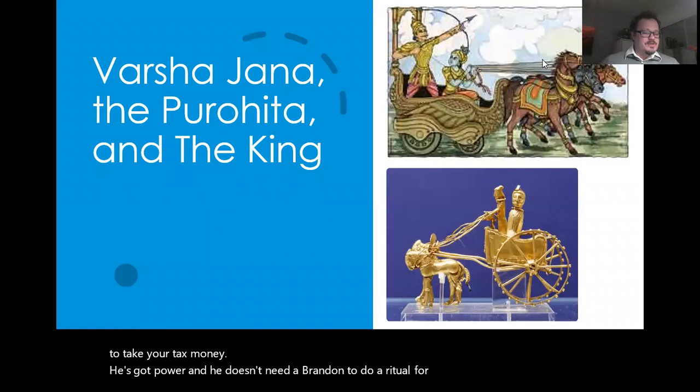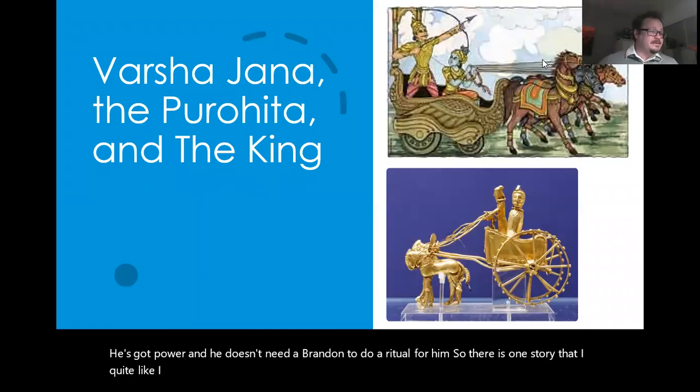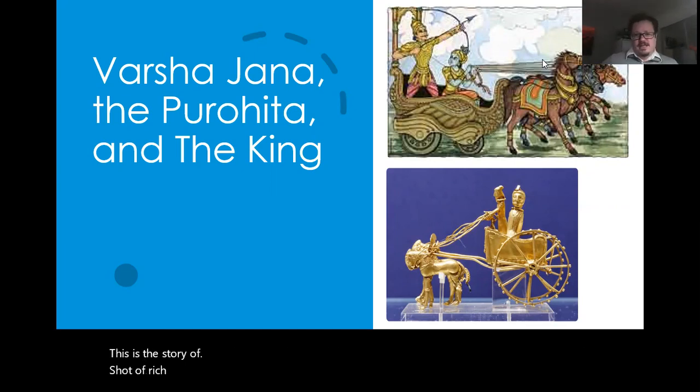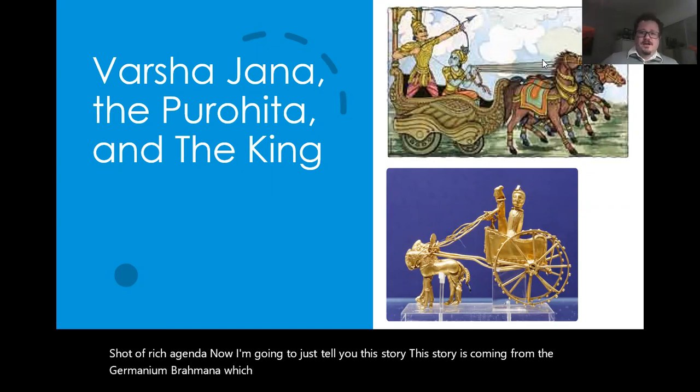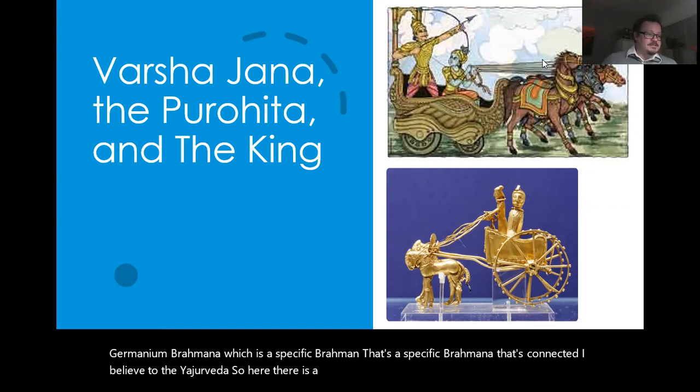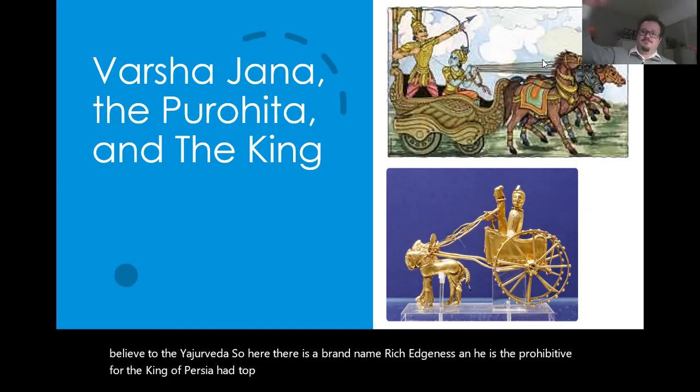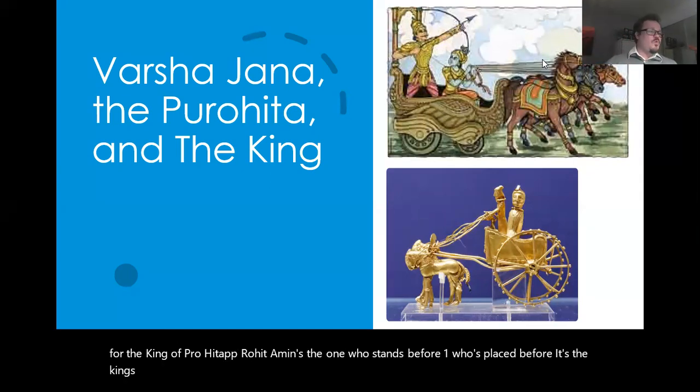So there is one story that I quite like. I actually translated this at one point in a book I was working on. This is the story of Vrisha. Now I'm going to just tell you this story. This story is coming from the Jaiminiya Brahmana, which is a specific Brahmana that's connected, I believe, to the Yajurveda. So here there is a Brahmin named Vrisha, and he is the Purohita for the king. Purohita means the one who stands before, the one who's placed before. It's the king's royal chaplain, the king's royal priest.